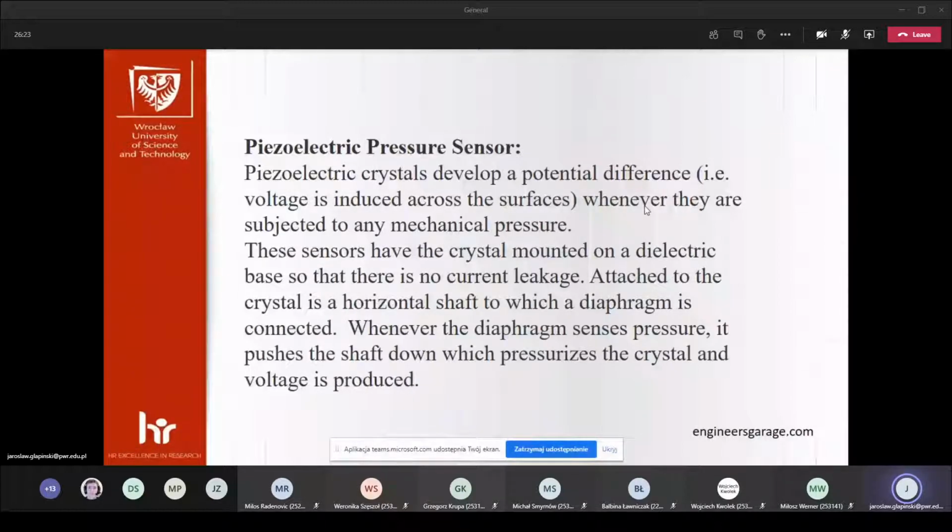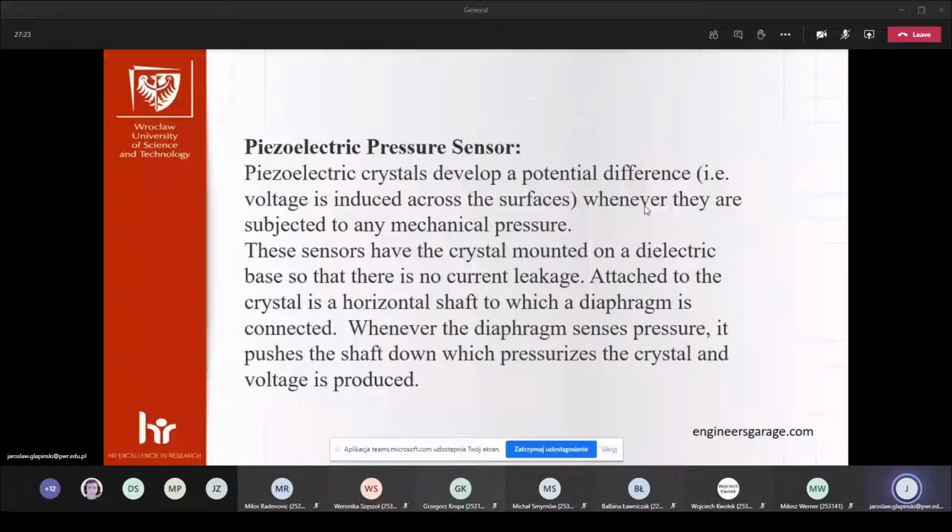And we can use, for example, a piezoelectric pressure sensor. We can use piezoelectric crystals, which develop a potential difference. We do know that a piezoelectric crystal changes voltage when we move it, or change its shape. So in this way we can use the diaphragm with a piezoelectric crystal, and we will have exact voltage changes corresponding to the changes of the diaphragm, and this is connected with the measurement of pressure, differential pressure, absolute pressure, never mind. So we can use this type of measurement.